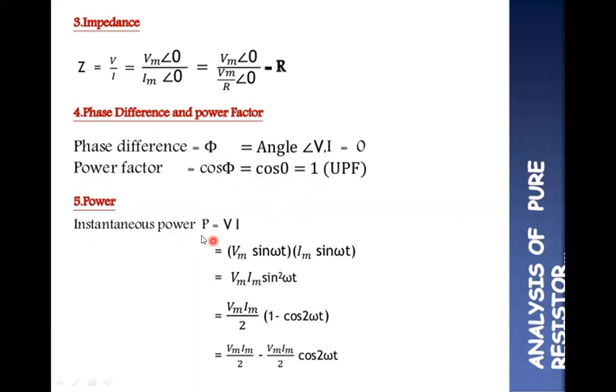And what is power? Power is nothing but the product of voltage and current, and V is equal to V max sin omega t and I is equal to I max sin omega t. So this comes like Vm Im sin square omega t. Sin square omega t we can write as 1 minus cos 2 omega t by 2. So we have V max I max by 2 into 1 minus cos 2 omega t. So finally we can write this as V max I max by 2 minus V max I max by 2 into cos 2 omega t.